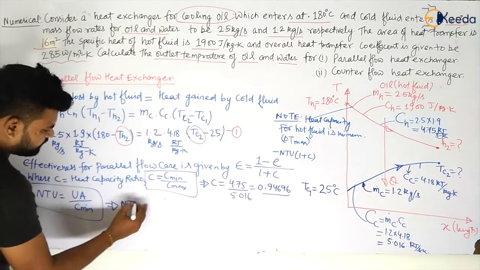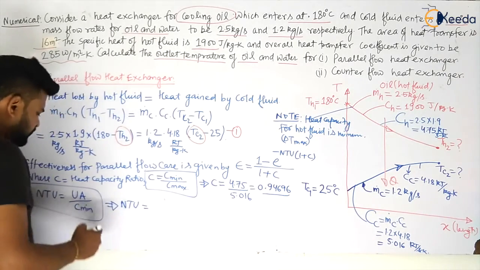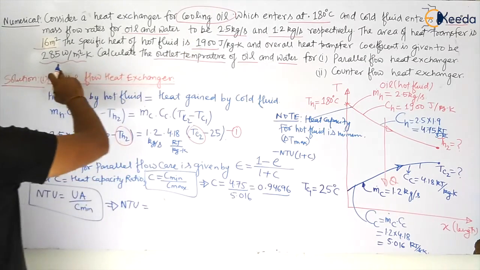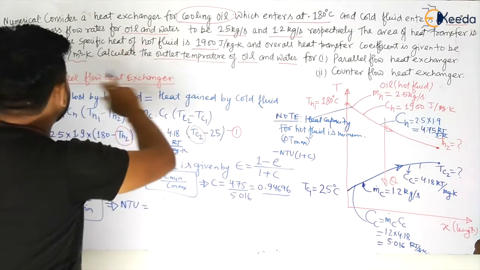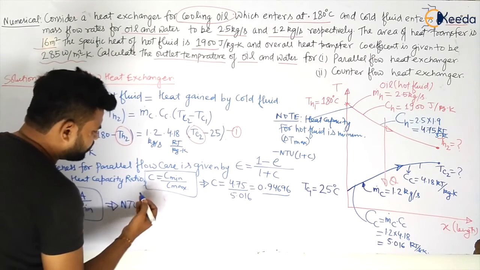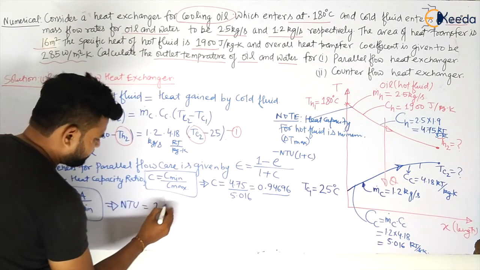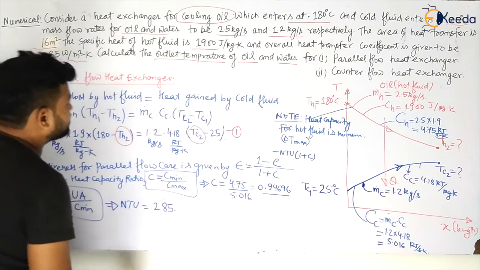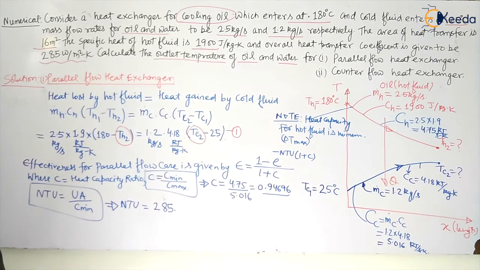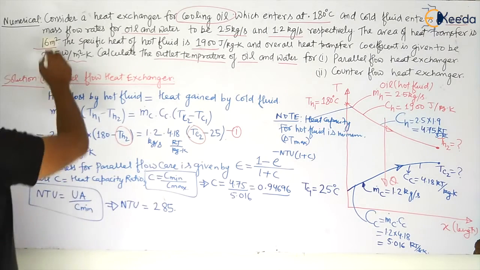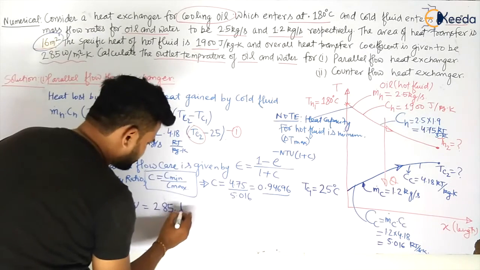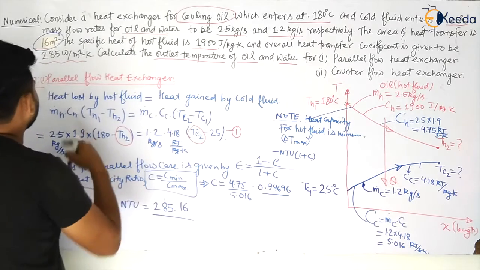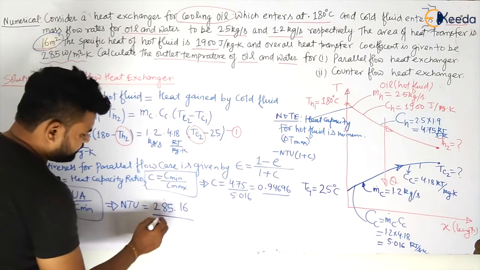Now let us calculate the NTU first. What will be the number of transfer units, my dear students? Number of transfer units will be UA. What is the U? The heat transfer coefficient is given to be 285. I am directly doing the question to save time. That is 285 in watt per meter square Kelvin, multiplied by the area. The area is given, 16 meter square. So watt per meter square will be cancelled, then we will have only watt per Kelvin.